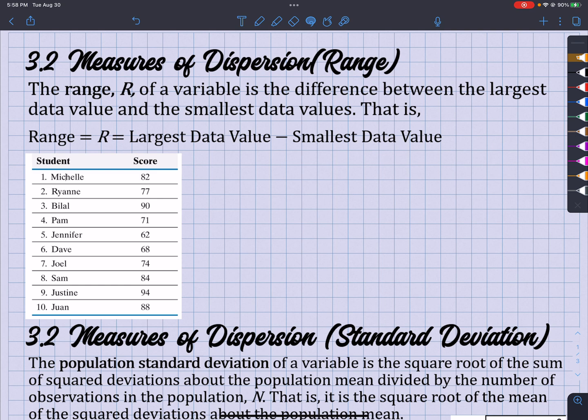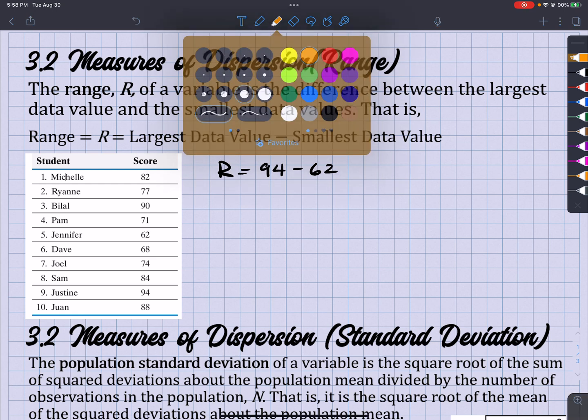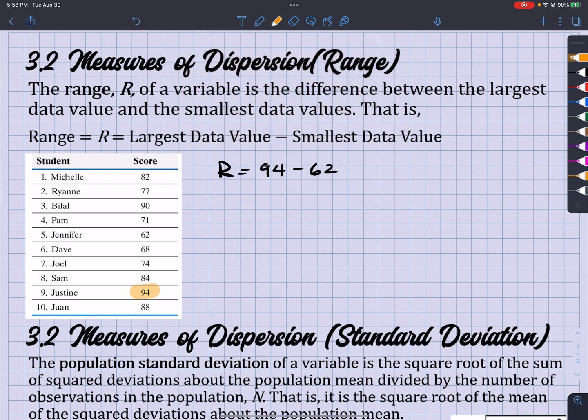Range is just the difference between the largest and smallest value. If we take the example that we did before, we take the highest value, which as you can see is 94, minus the smallest value, which I believe is 62. Let me highlight those two and double check that it is 94 and 62. I don't see anything less than 62, and I don't see anything larger than 94. So that would be my range.